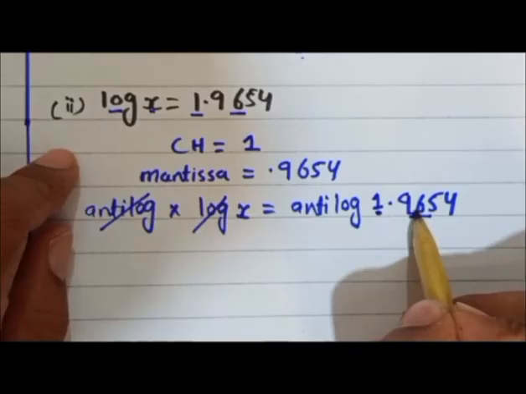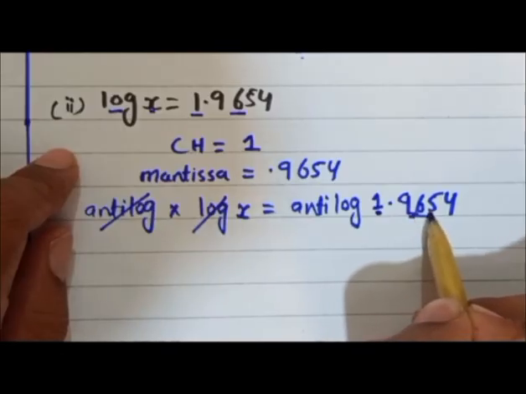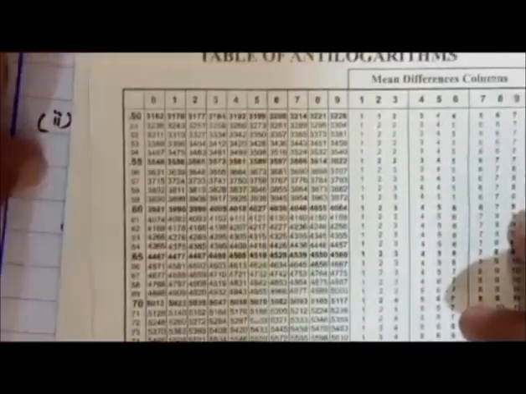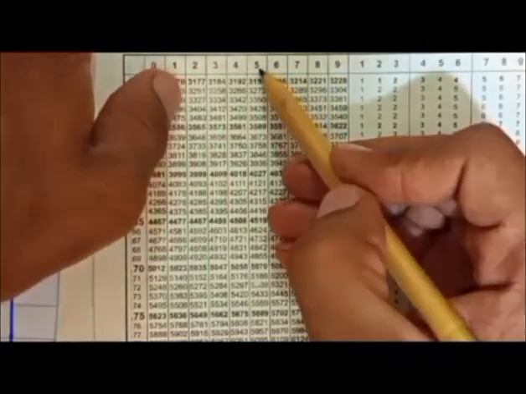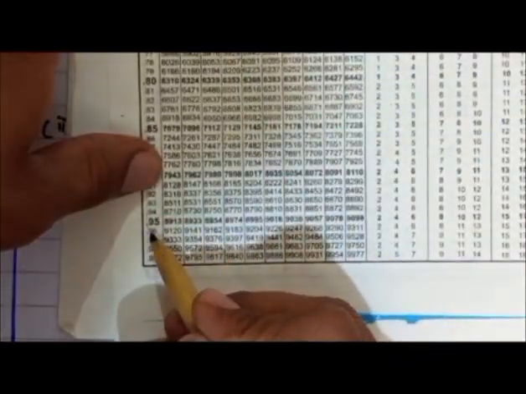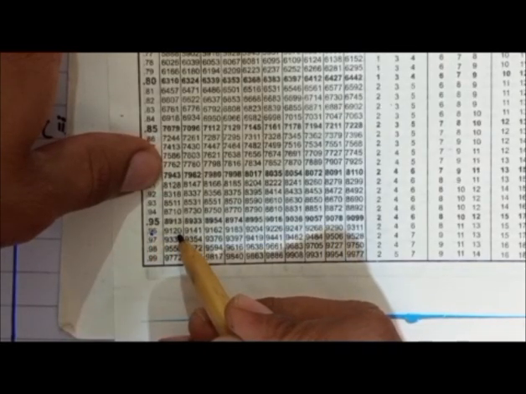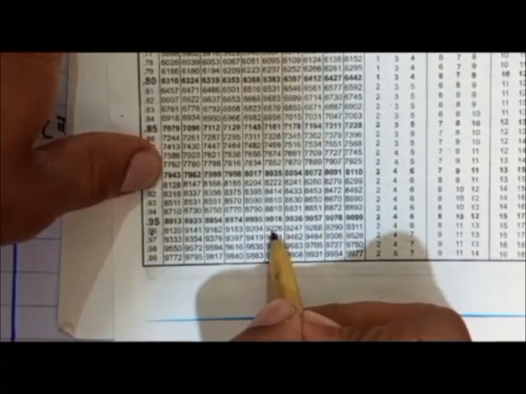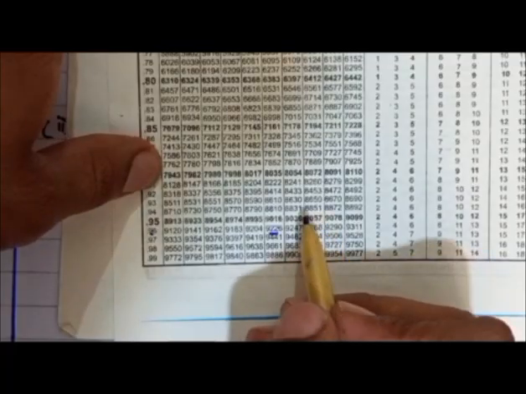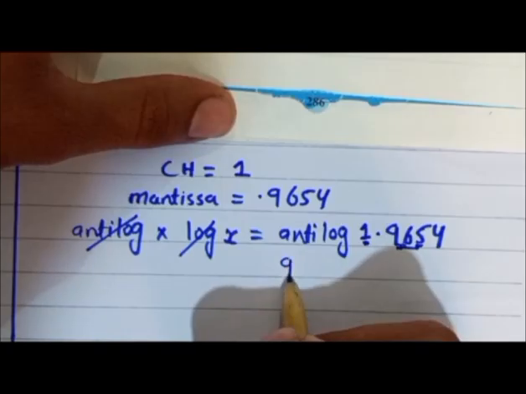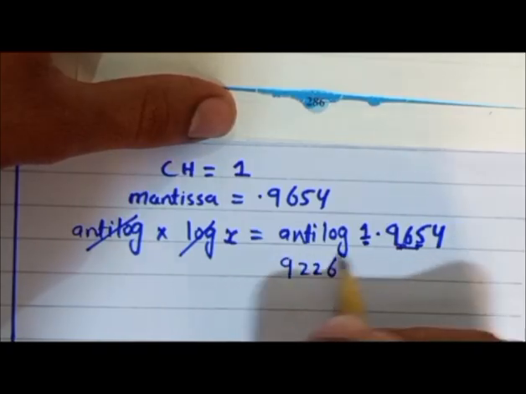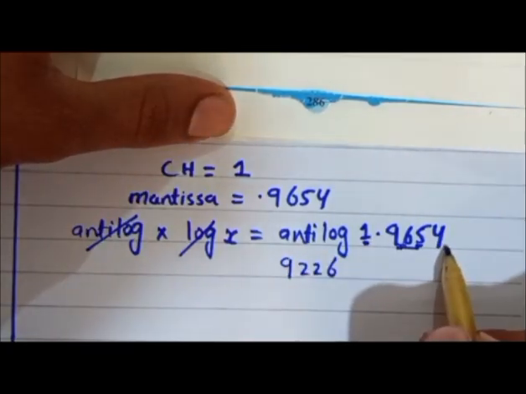You will take this 0.96 in the fifth column. This is the column starting from 50, and this is the fifth column, and I will find the 0.96. In the fifth column, its value is 9226, and a number is remaining, that is 4.